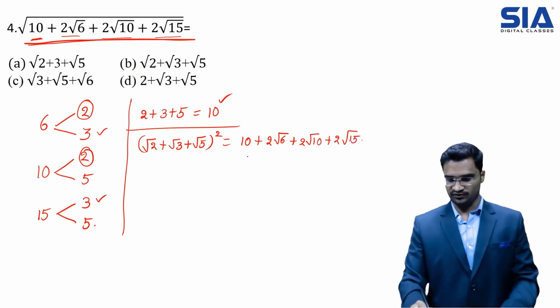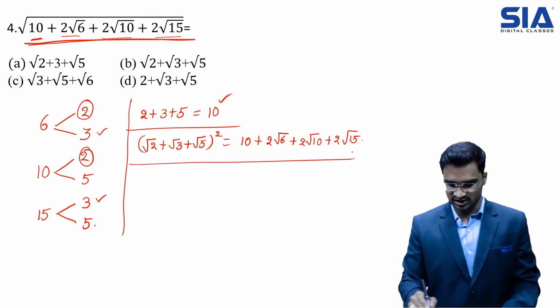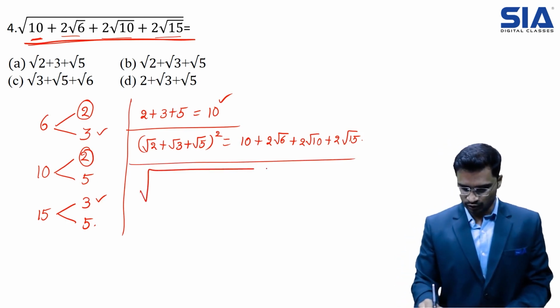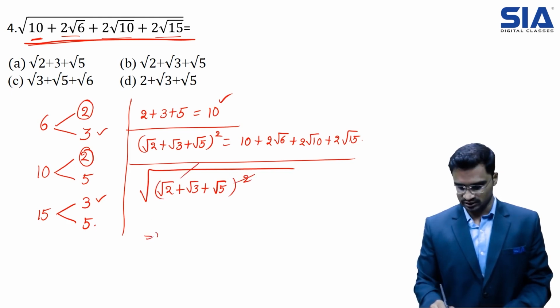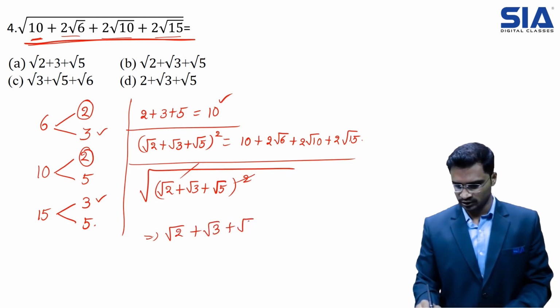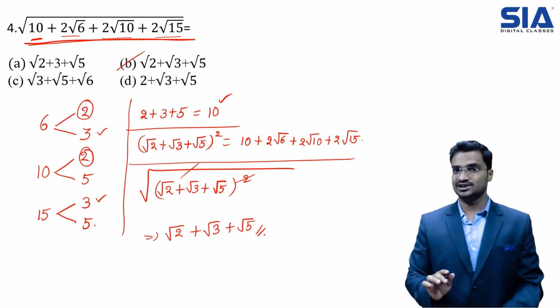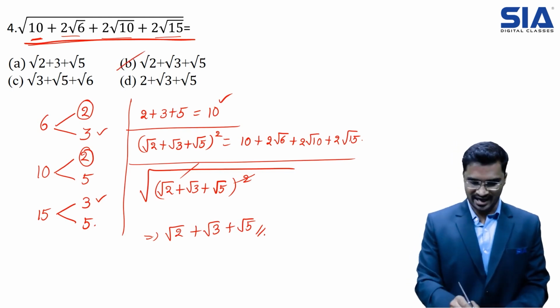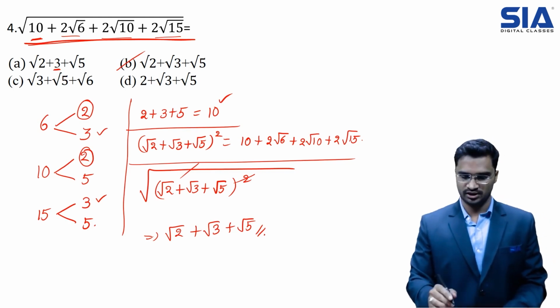So in the place of 10 plus 2 root 6 plus 2 root 10 plus 2 root 15, I can substitute this value. So square root of root 2 plus root 3 plus root 5 whole square. So square and root get cancelled. So I am left with the answer root 2 plus root 3 plus root 5, which is option B. So our answer is option B, not option 1, as in option 1 we have only 3, not root 3. So our answer is option 2.